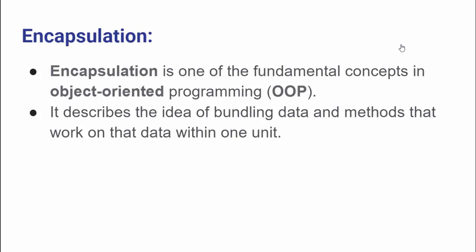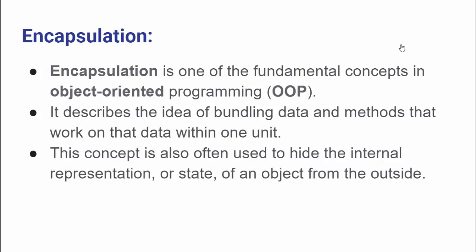So the best example of encapsulation is using a class. In the class, we bundle properties and methods, and after that we can create the object of the class to use them. This concept is also often used to hide the internal representation or state of an object from the outside. In encapsulation, we try to hide the sensitive data from being accessed from the outside.